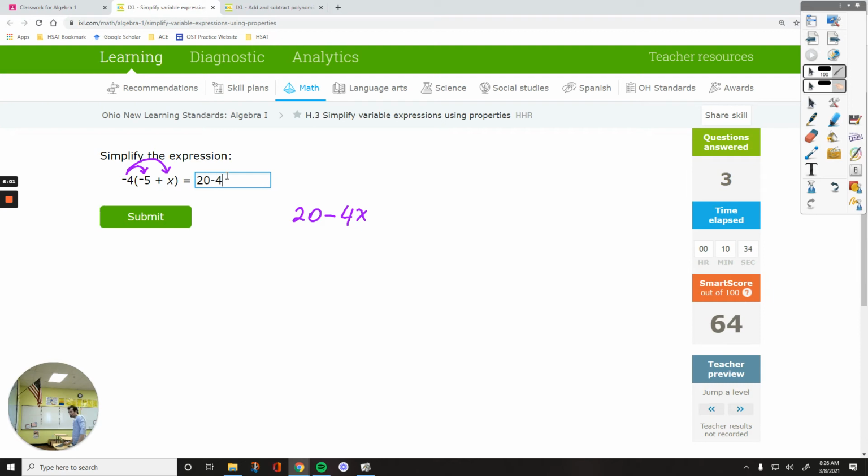20 minus 4x. Again, the reason that 20 is positive is we had -4 times -5. This is what we had. When you multiply two negatives, it becomes a positive.